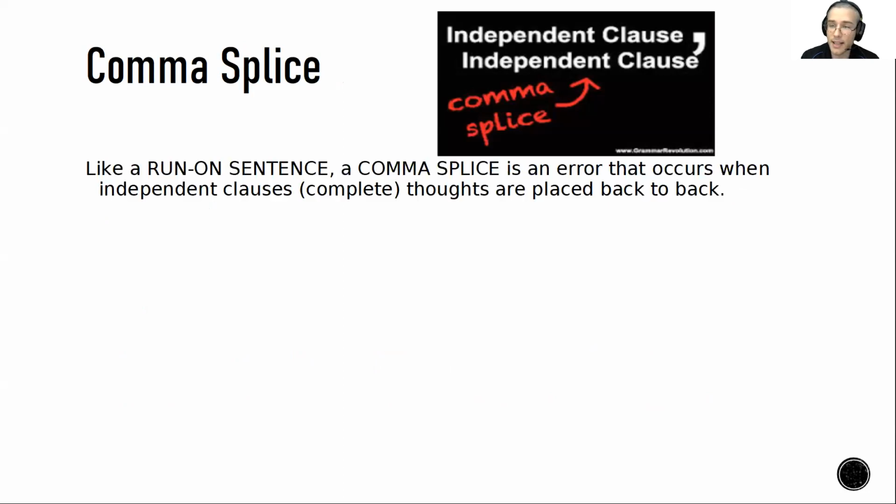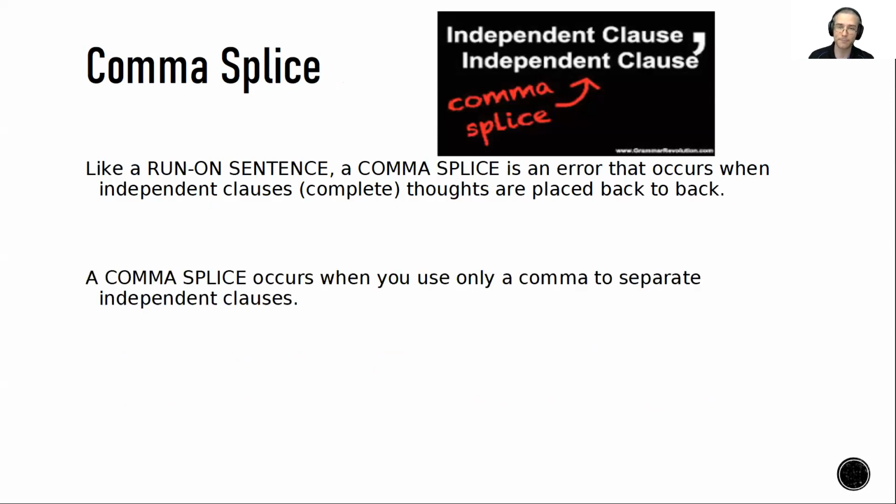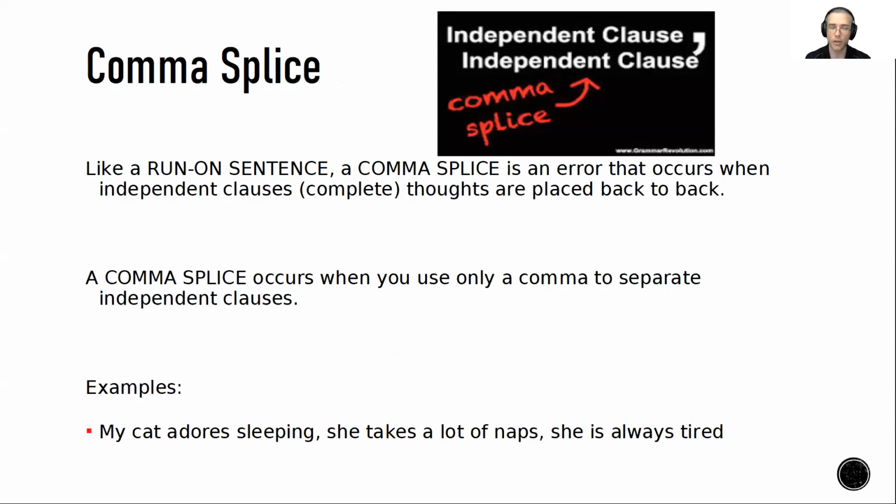Like the run-on sentence, it's an error that occurs when independent clauses are joined together or placed back-to-back improperly. It occurs when you use a comma to separate two independent clauses without a conjunction. My cat adores sleeping, she takes a lot of naps, she is always tired. To fix that error here, I would have to say, my cat adores sleeping. She takes a lot of naps and she is always tired.